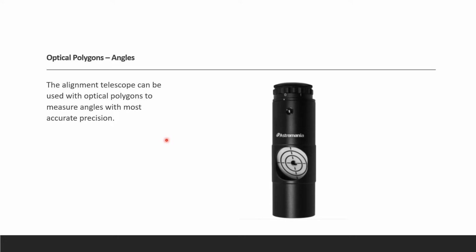Okay, it's the optical polygons, and we use them for angle measurement. So the alignment telescope, we can use it with the optical polygons. It's just a part inside of this telescope, okay? Why do we have to do this? It's in order for us to be able to measure the angles most accurately.